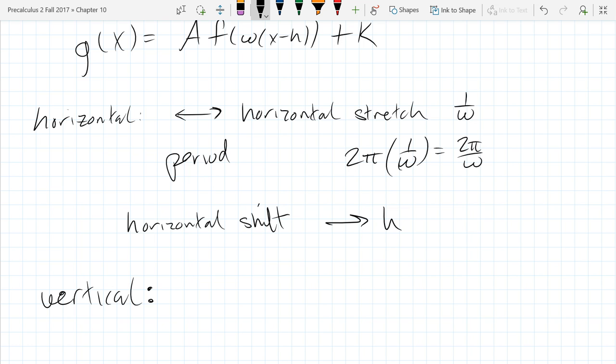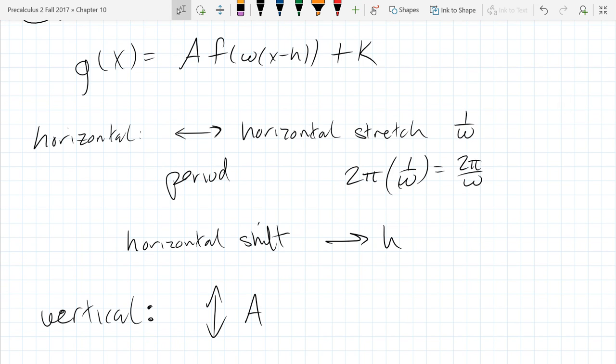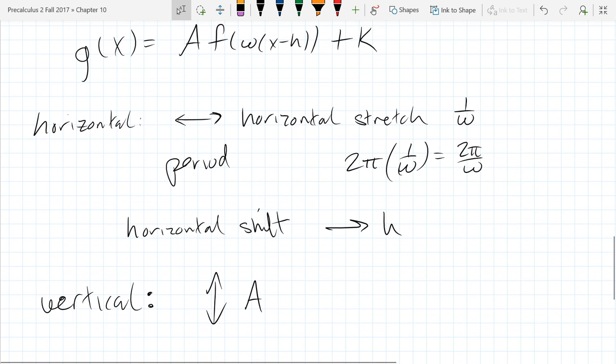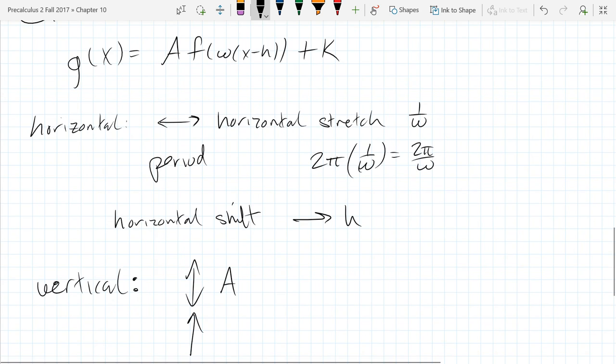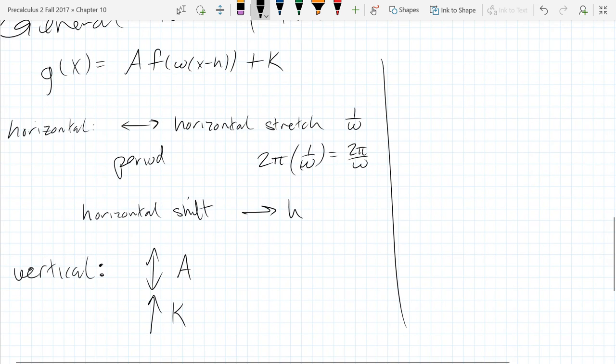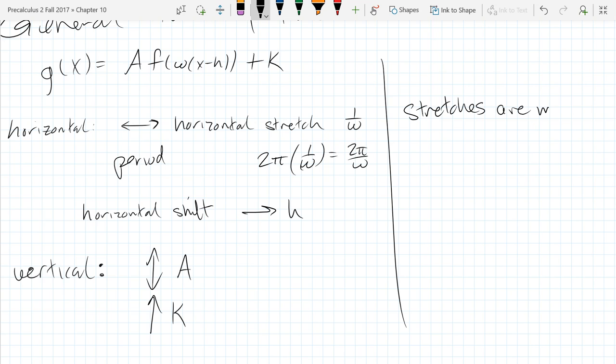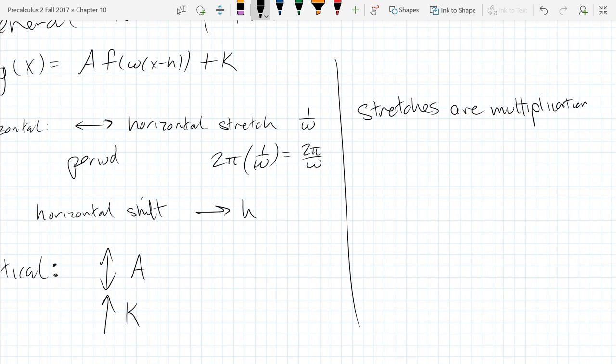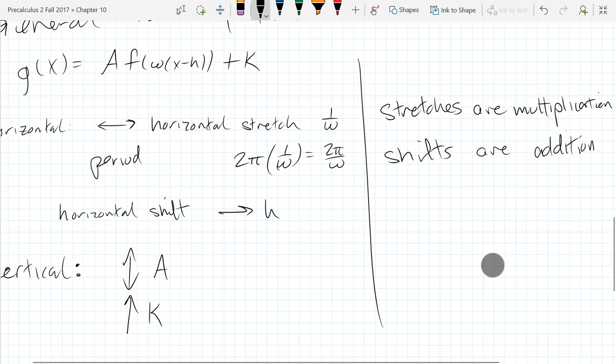Vertical, usually they're a little bit more straightforward to see. We're going to stretch vertically by a. So whatever value capital A is, that's how we're going to vertically stretch. And then the plus k, we're going to shift up k. And just remember, all your stretches act like multiplication, and your shifts act like addition. So stretches are multiplication, shifts are addition.